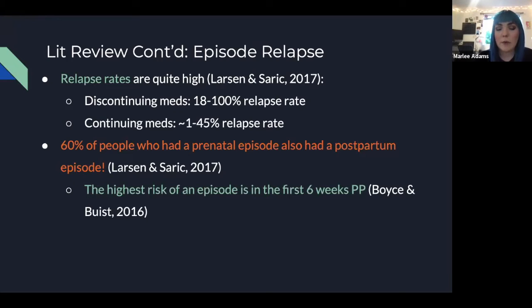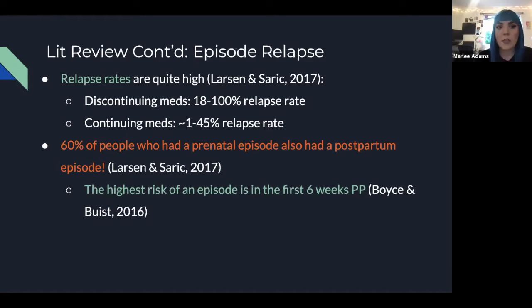Notably, 60% of people who had an episode sometime in their pregnancy also had an episode postpartum. So this is another thing for midwives to keep on our radar. If you have someone who has a depressive, manic or hypomanic, or even a mixed state prenatally, they have a 60% chance statistically of having a postpartum episode. And the highest risk of having this postpartum episode is in the first 6 weeks postpartum. This is when clients are still in community midwifery care, which is another reason why it's so important that we're being vigilant about this, because we are primary care providers at that point in time.